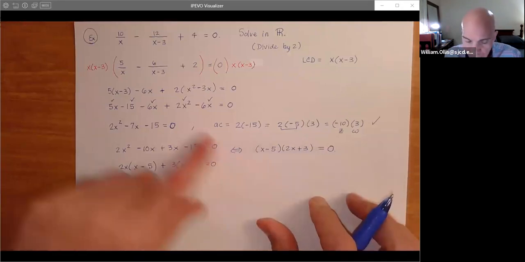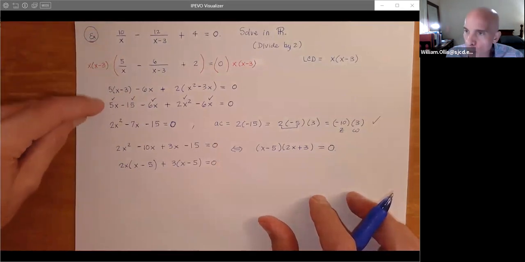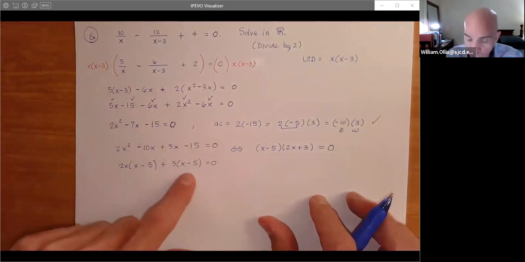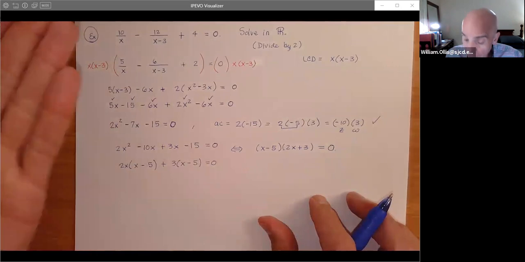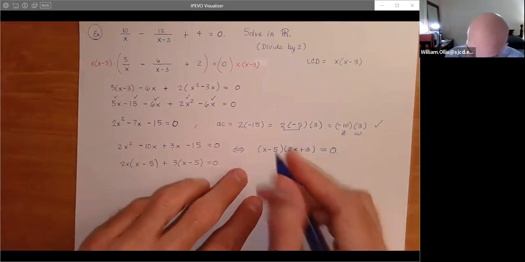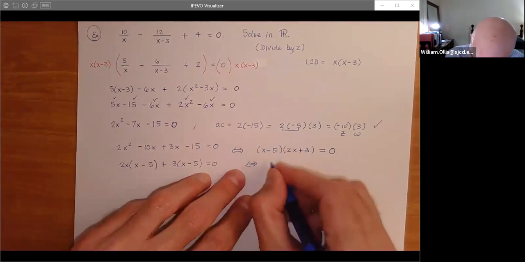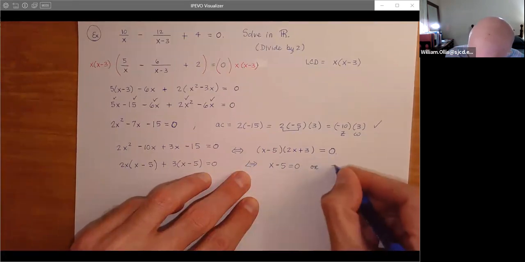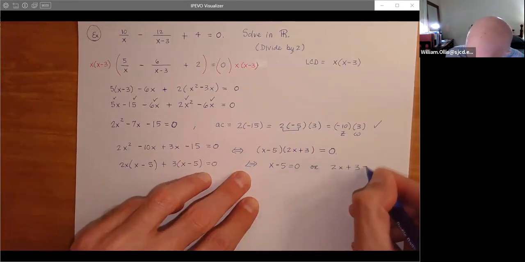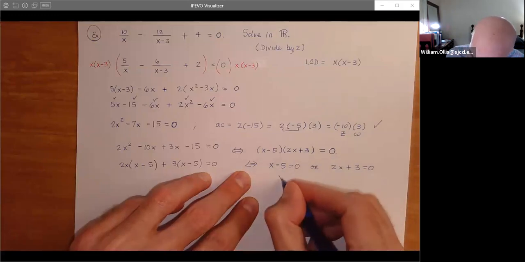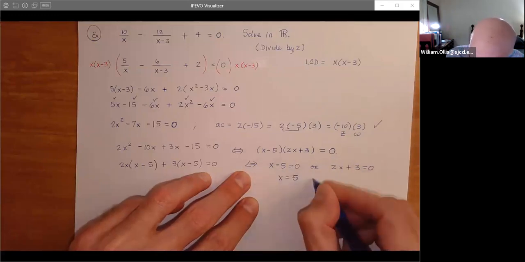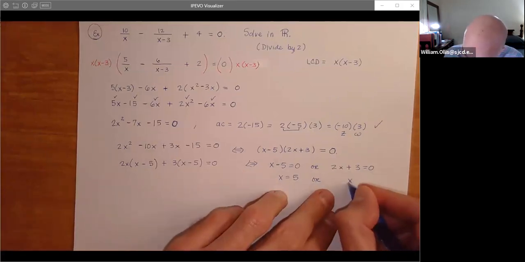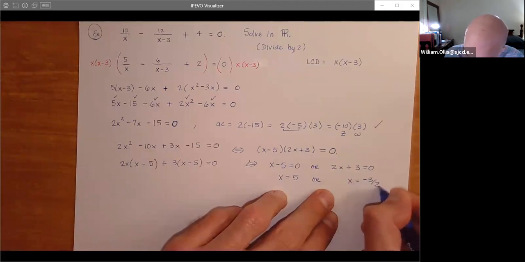So we found that even though we had to do a little bit more work to move from here to here, it was a good amount of work, which at least resulted in an equation that we knew how to solve. So now by the zero product, we can set each factor to 0. So we have x minus 5 equals 0, or 2x plus 3 equals 0. Well, the first one's easy. We just get x equals 5. And then, of course, if we subtract the 3 here and divide by 2, we get x equals negative 3/2.